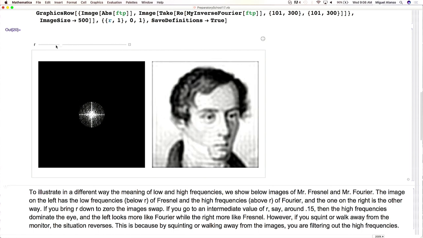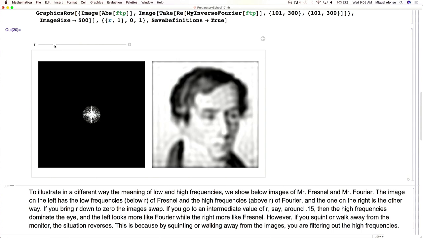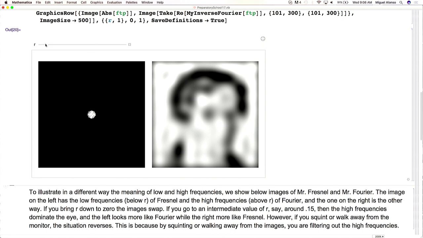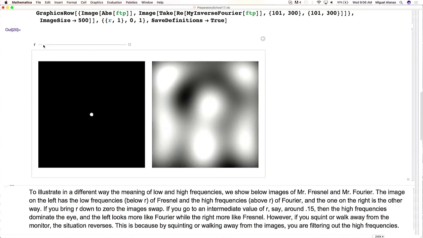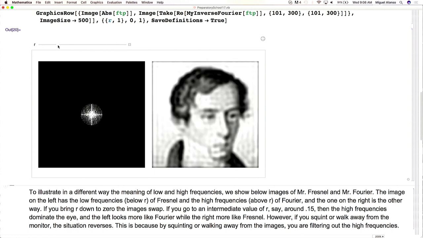And the more I close it, the more blurry he gets, until it is really, really almost indistinguishable what's happening there. Okay. So there we see that what's near here gives us the rough parts, the general features, while what's out here is the detail. And that's a general property of Fourier transforms.